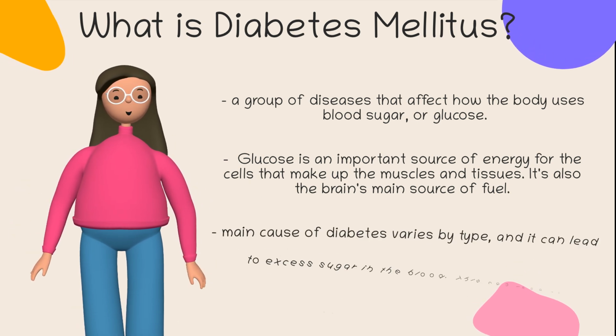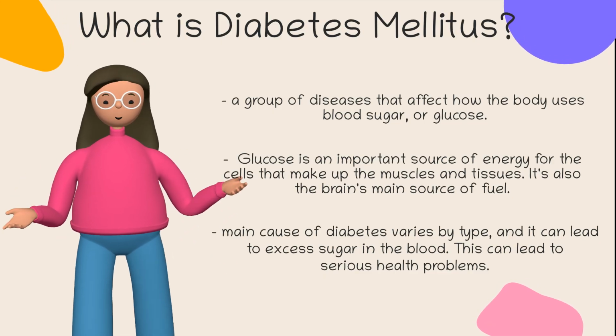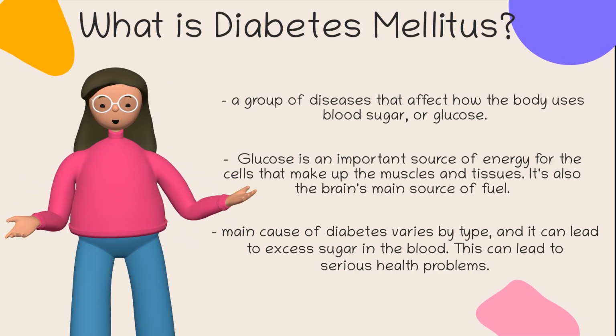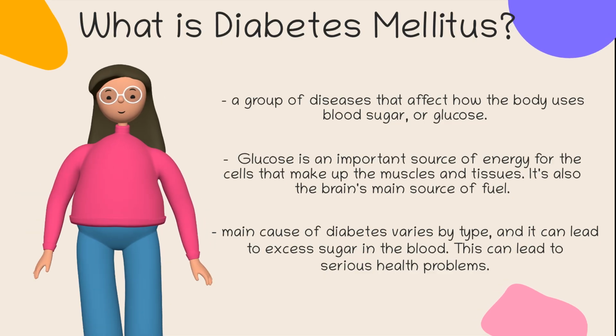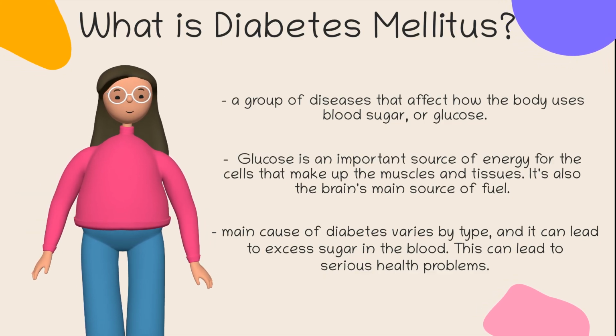The main cause of diabetes varies by type. But no matter what type of diabetes you have, it can lead to excess sugar in the blood. Too much sugar in the blood can lead to serious health problems.